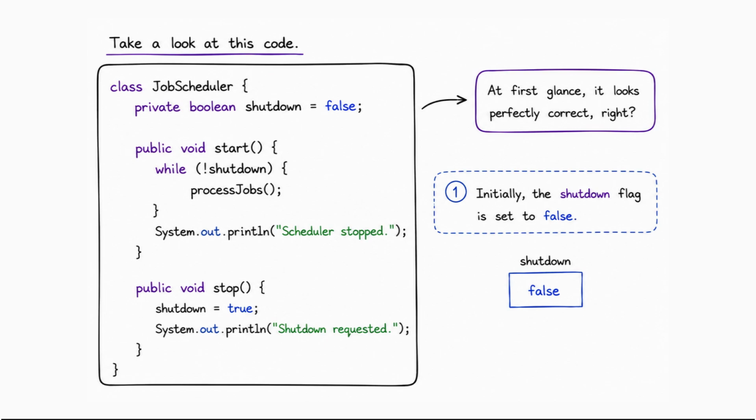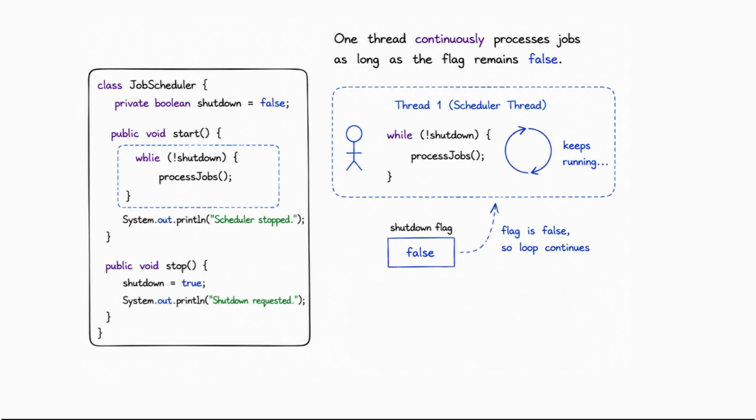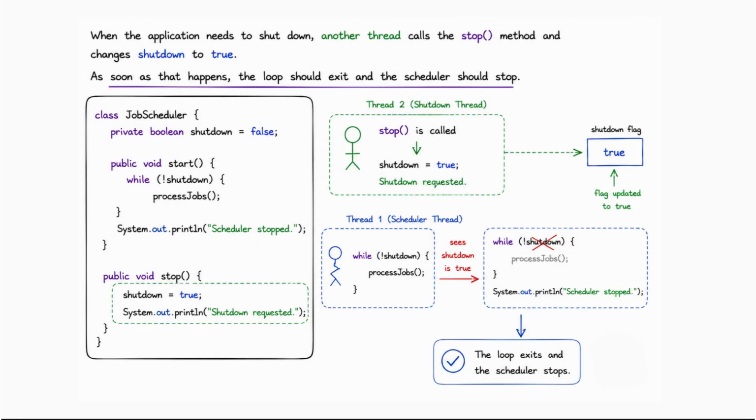Take a look at this code. At first glance, it looks perfectly correct, right? Initially, the shutdown flag is set to false. One thread continuously processes jobs as long as the flag remains false. When the application needs to shut down, another thread calls the stop method and changes the shutdown flag to true. As soon as that happens, the loop should exit and the scheduler should stop.